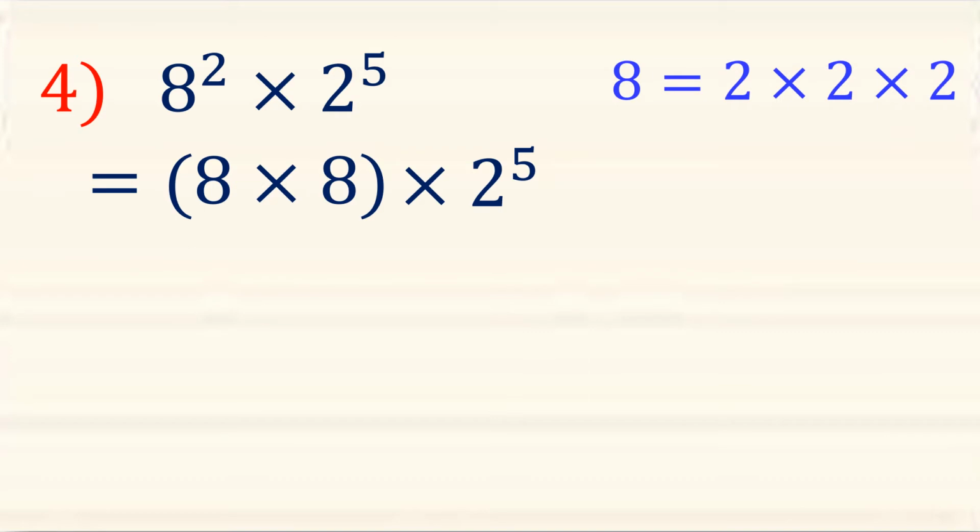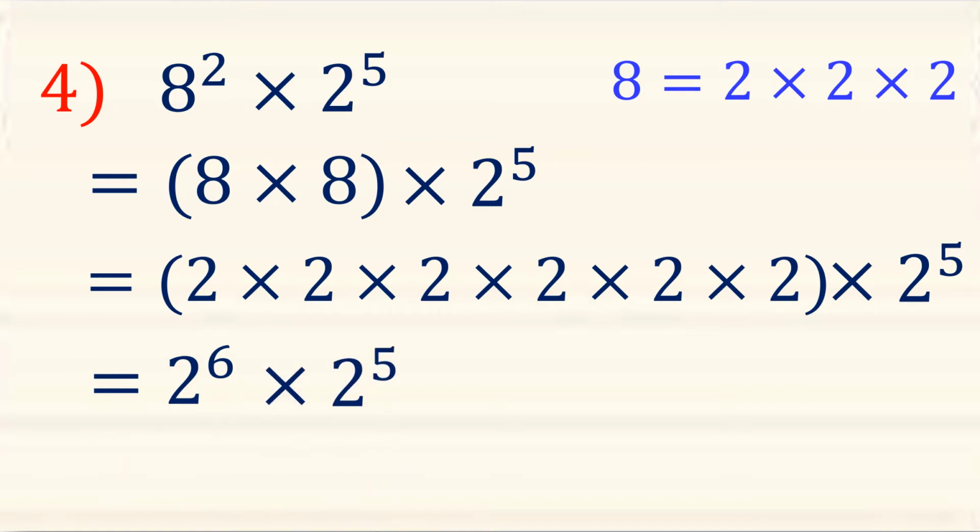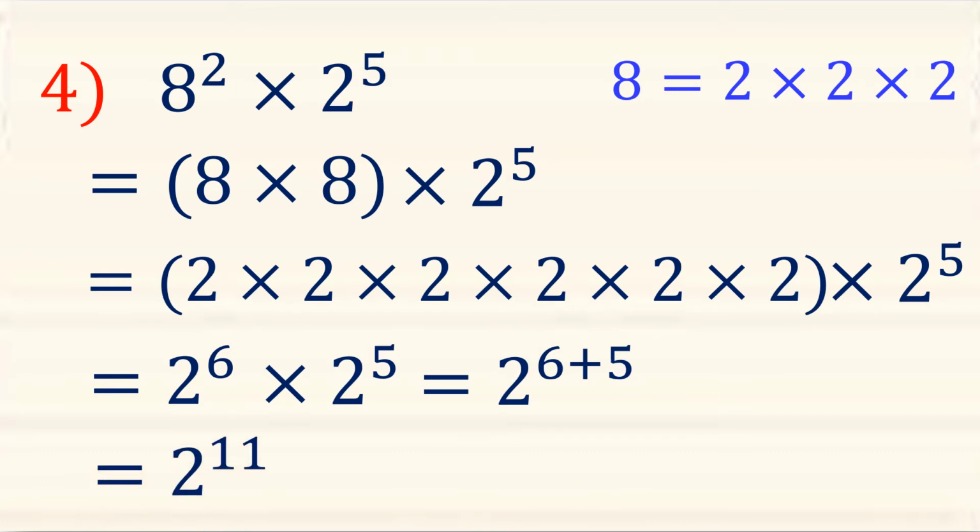Remember that 8 is equal to 2 times 2 times 2. So we are going to rewrite 8 times 8 as 2 times 2 times 2 times 2 times 2 times 2. So we are having six 2s, okay? 2, 4, 6. Then we are going to copy times 2 to the 5th. Then we are going to rewrite it as 2 to the 6th times 2 to the 5th. In here, we are going to apply the product law. We are going to copy the base and add the exponents. 6 plus 5 is 11. So we will be getting 2 to the 11th.